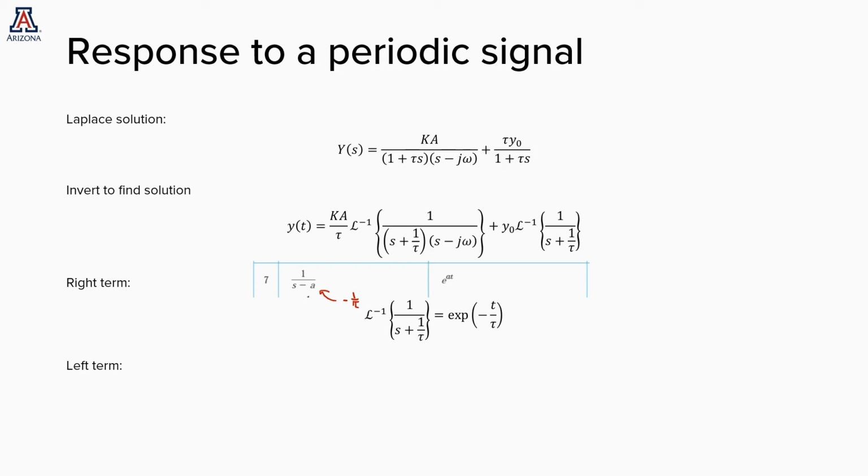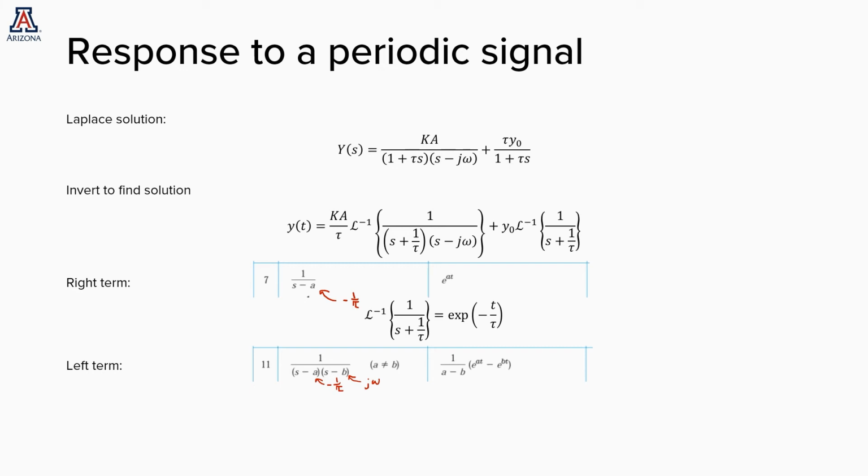The left term is a little bit more obnoxious, just because it's got extra pieces in the denominator. But it turns out that's also a standard form, and so we can look that up in the table as well. And we'll just note that a, in this case, is still minus 1 over tau, and then the b, in this case, is going to be j times omega.